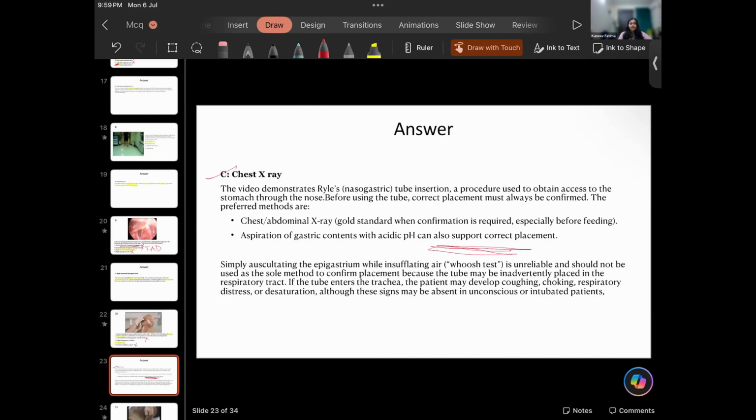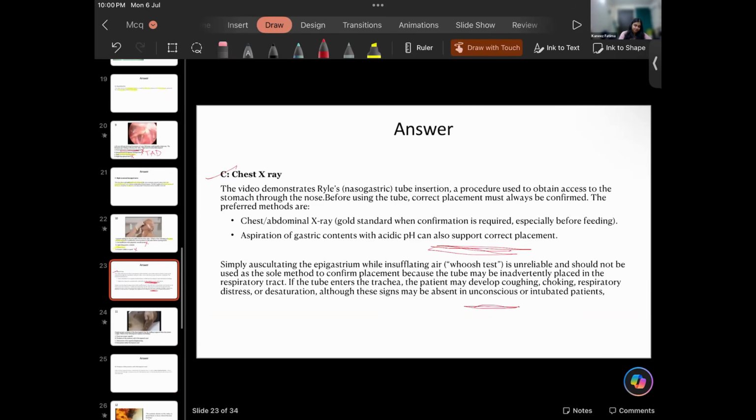Simply auscultating the epigastrium while insufflating the air, that is the whoosh test, which I mentioned just now, is unreliable and should not be used as the sole method to confirm the placement, because the tube may be inadvertently placed in the respiratory tract. And if the tube enters the trachea, the patient may develop coughing and choking. Yes, we can know that the tube has been introduced wrongly, but the patient can be unconscious or intubated and these signs might be absent. So this is not a reliable technique.